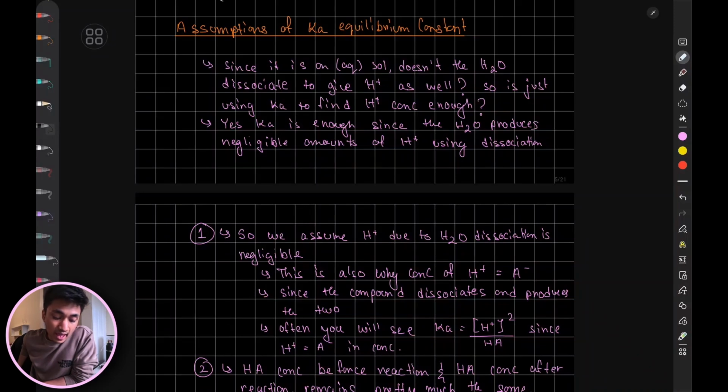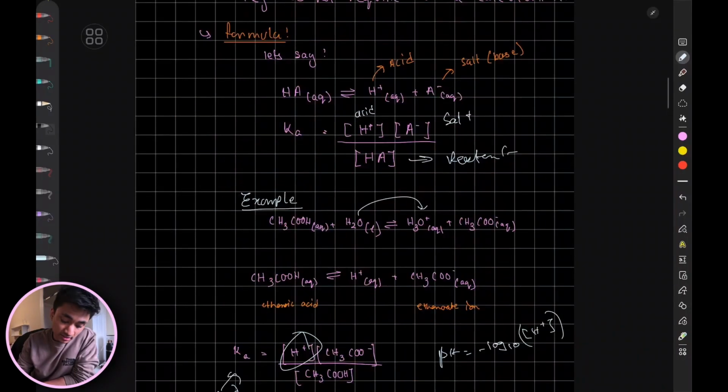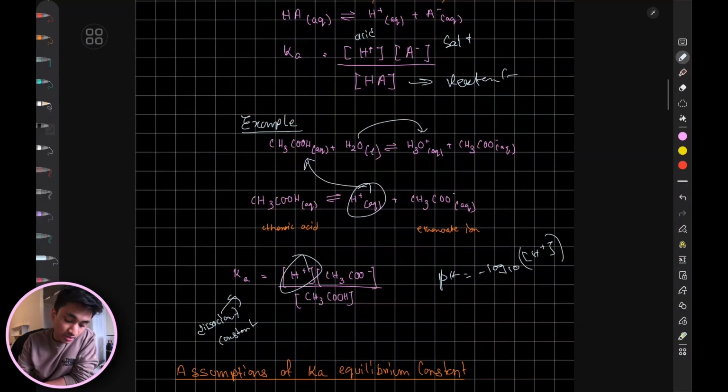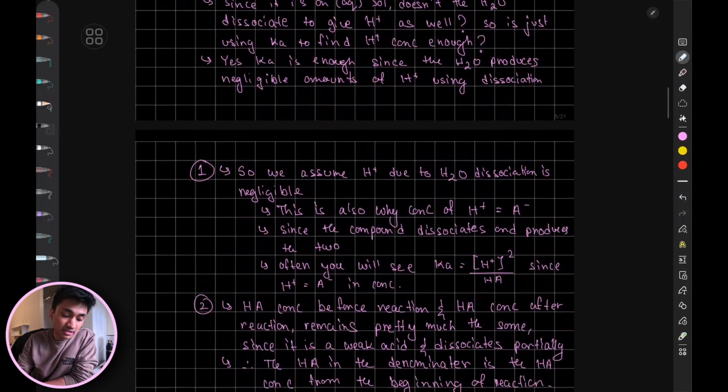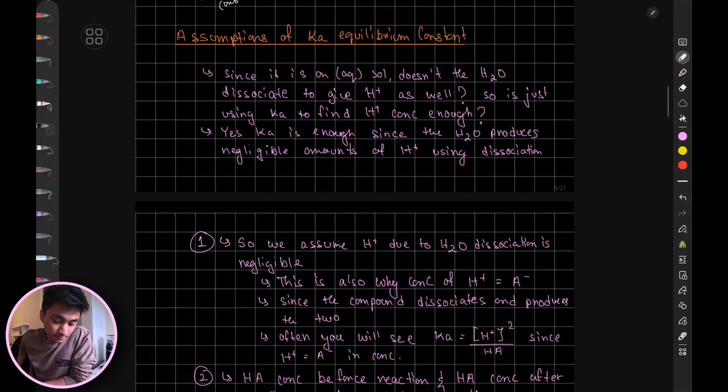Since it is an aqueous solution, does the H2O dissociate to give H plus as well? That's a valid question. So is just using Ka to find H plus concentration enough? Because we are not considering the H2O to dissociate. We are considering the H plus only comes from your ethanoic acid, not from H2O. So is this assumption correct, my friend? And the answer is yes.